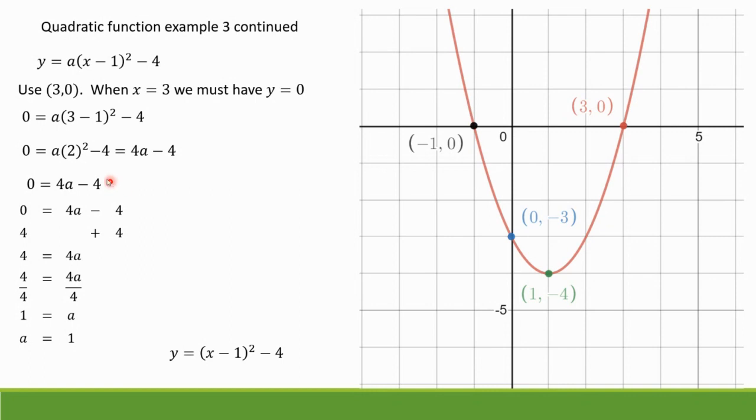Okay. So here we have 0 equals 4 times a minus 4. So we add 4 to both sides. Then we divide by 4 because we want a all alone. So we get a is equal to 1. So we get y equals x minus 1 squared minus 4. And that's what we get. I mean, you could graph it, I guess, in Desmos to see if you get the same graph. But I don't want to keep bouncing back and forth between the notes and Desmos. So we have this.